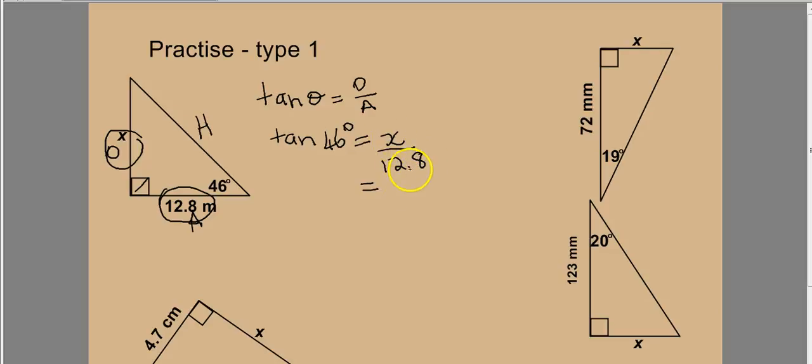We need to get rid of that divide by 12.8 by multiplying it. And remember what I said about multiplying on the front. Oh, I'm going to run out of space before that equals. Equals X. So we then get our calculator out.